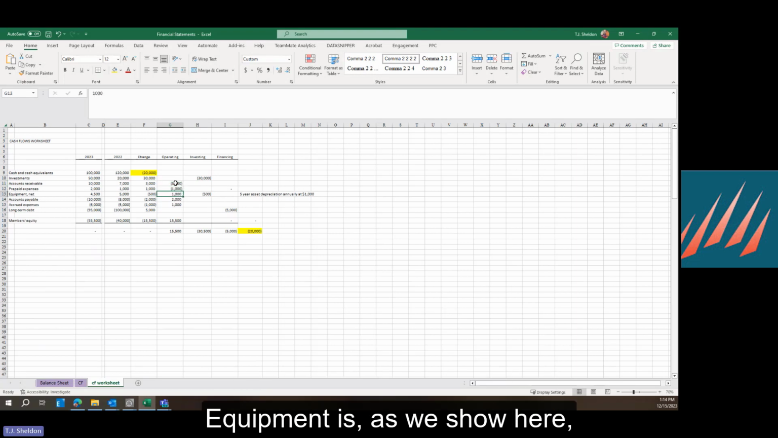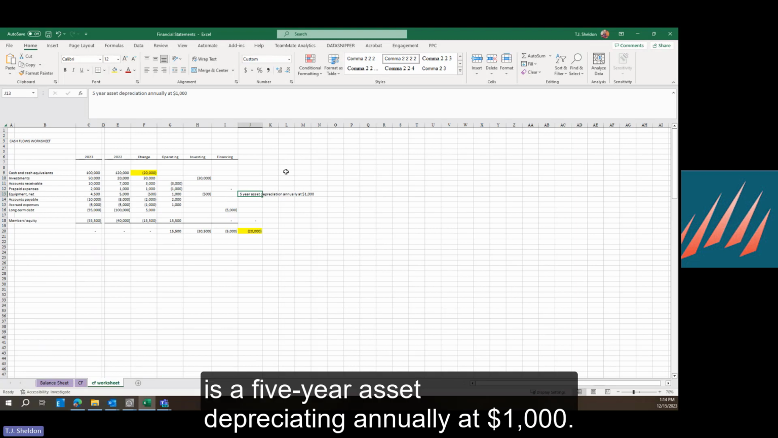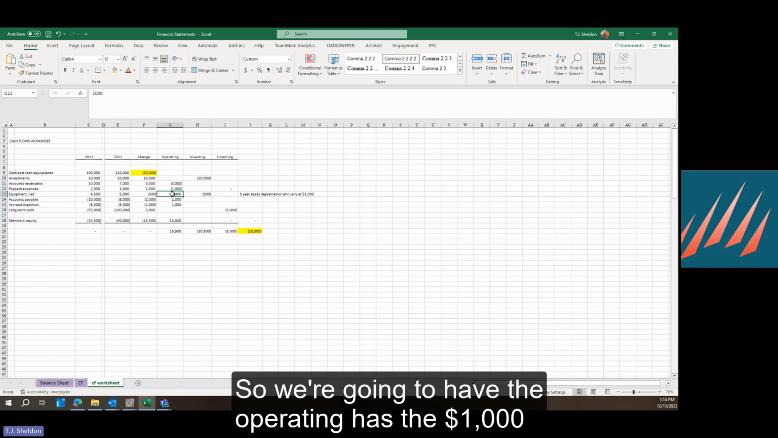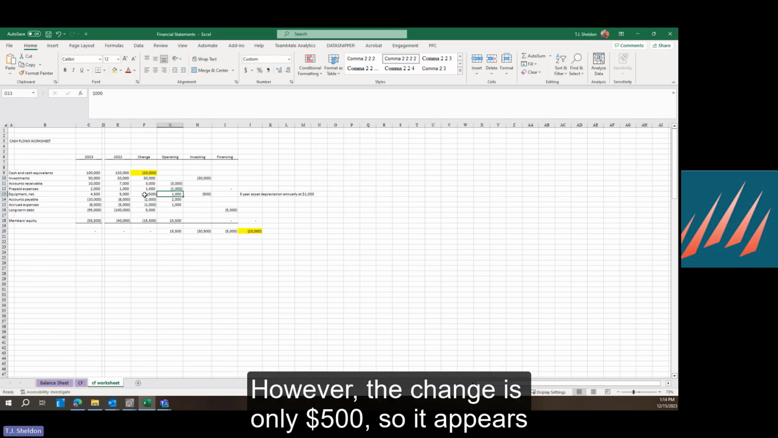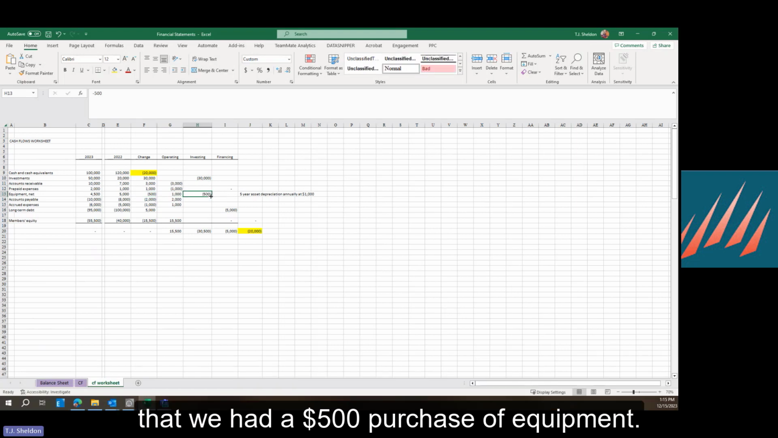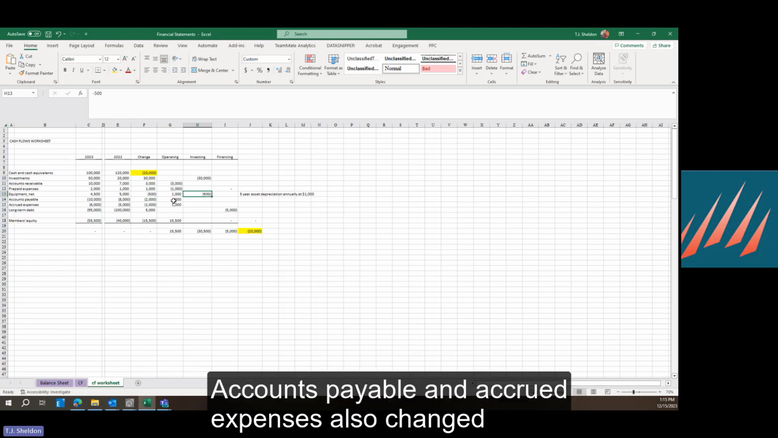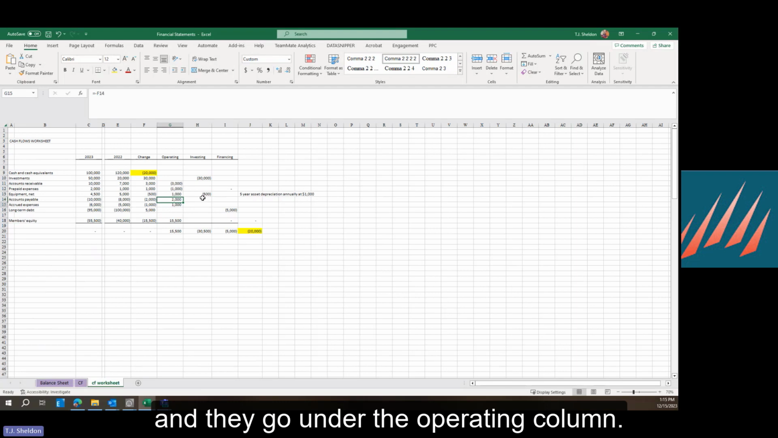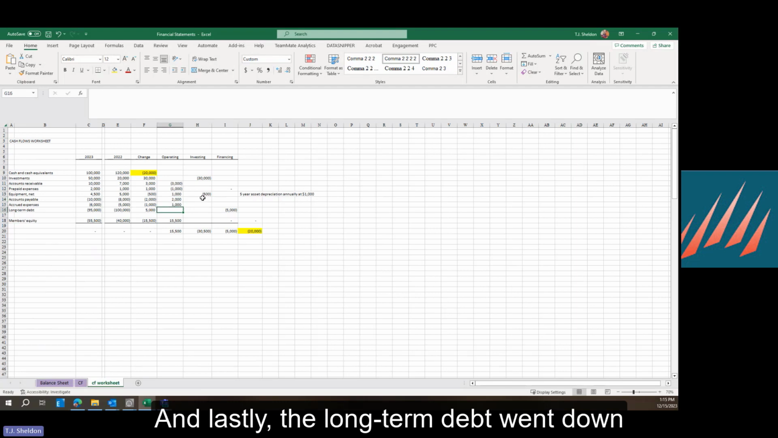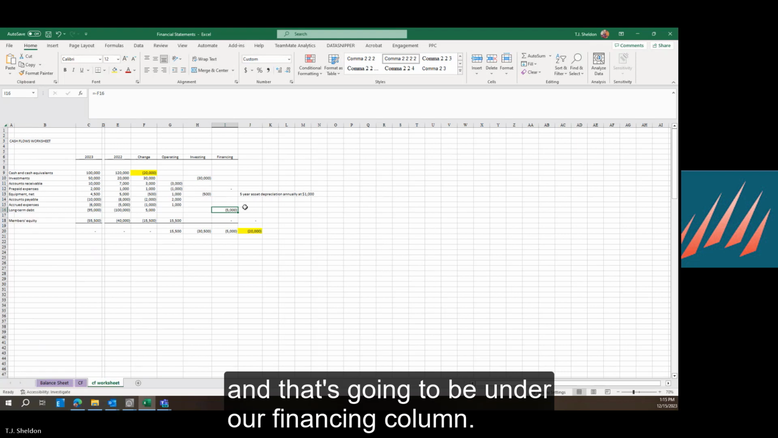Accounts receivable, prepaid expenses, those are part of our regular operating expenses, so we're going to put those under the operating column. Equipment, as we show here, is a 5-year asset depreciating annually at $1,000. So the operating column has the $1,000 depreciation. However, the change is only $500. So it appears that we had a $500 purchase of equipment. Accounts payable and accrued expenses also changed, and they go under the operating column. And lastly, the long-term debt went down, and that's going to be under our financing column.